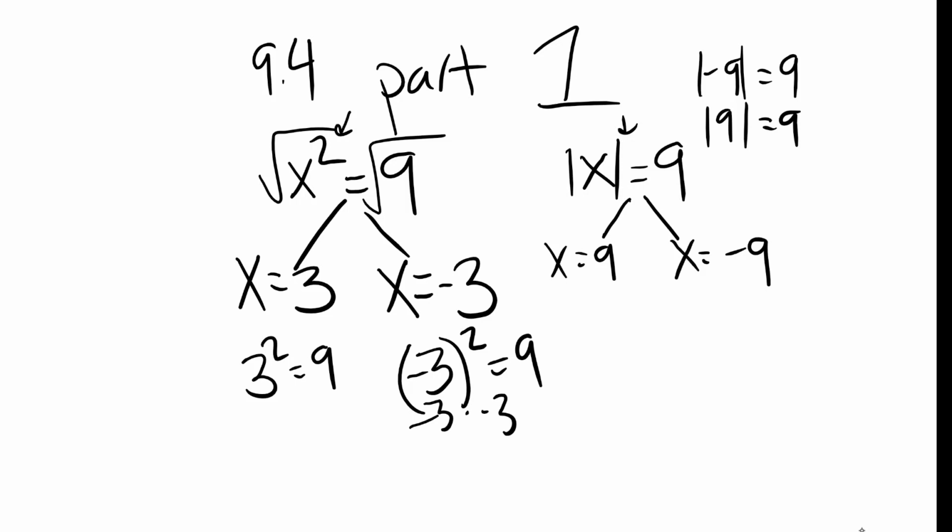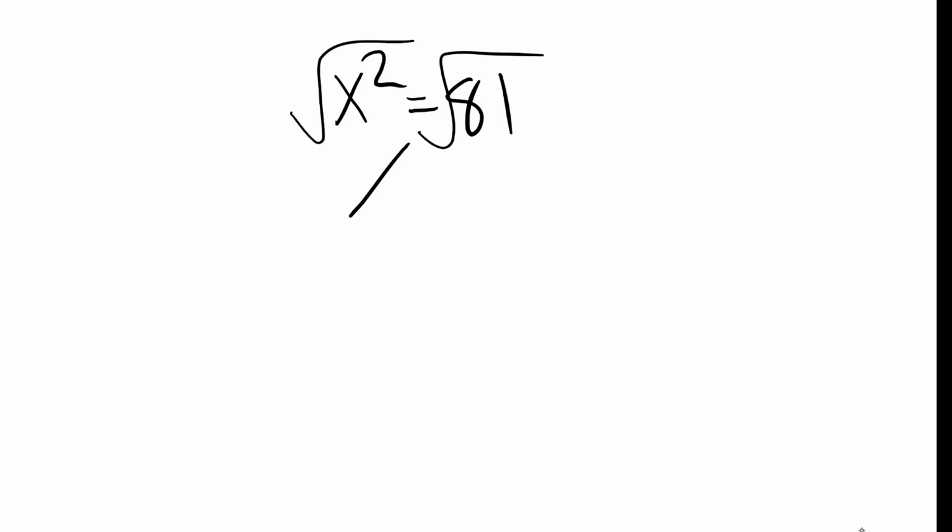To look at another example of this type of question, x squared equals 81. If I want to solve this equation, I'm going to square root both sides. I'm going to split to two equations. In one of the equations, x equals the positive square root of 81, which is 9. And in the other, x equals the negative square root of 81, which is negative 9.